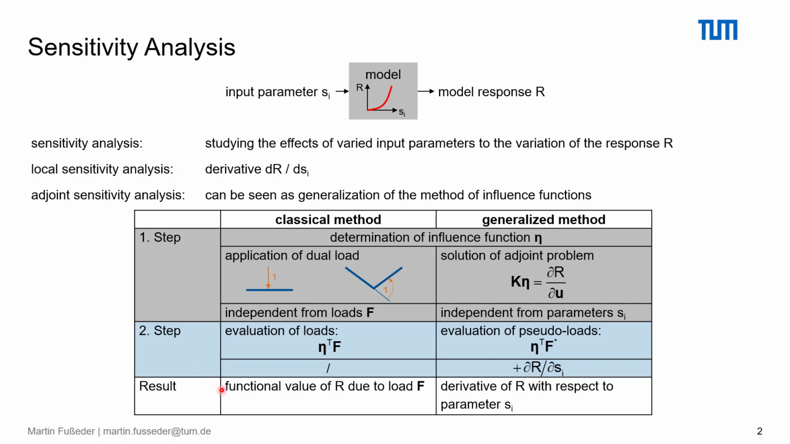As a result, the classical method delivers the functional value due to the load F, whereas in the generalized approach, only the derivative can be computed. This is due to the fact that between general responses and parameters there is in general a nonlinear relation, which means the principle of superposition is not valid.